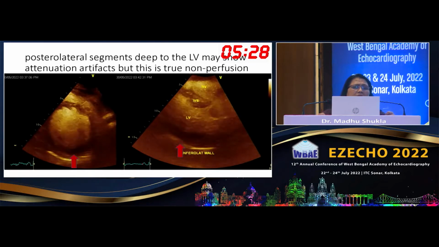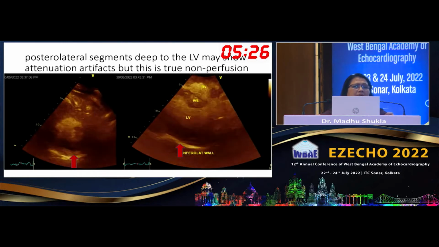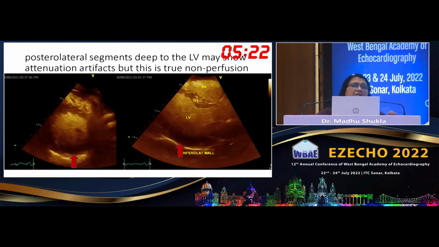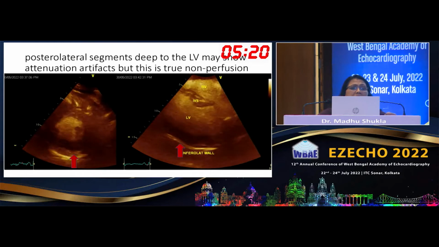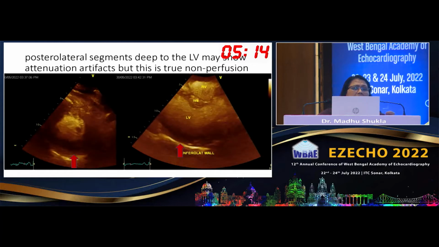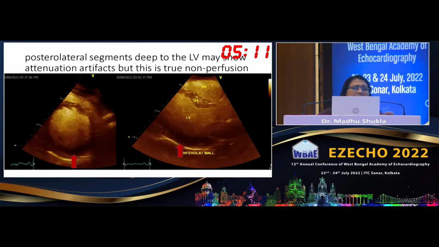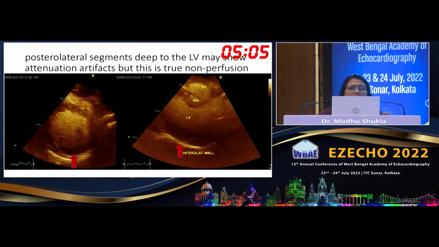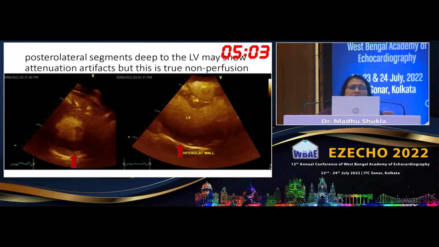So we thought we will do the contrast echo of this patient, which we most often do in maximum patients. You can see the short axis view in the posterior, the same area marked by the red arrow, you can see the perfusion defect is there. In all other areas, the perfusion is good. And in this parasternal view, in the same region, you can see the perfusion defect is there.